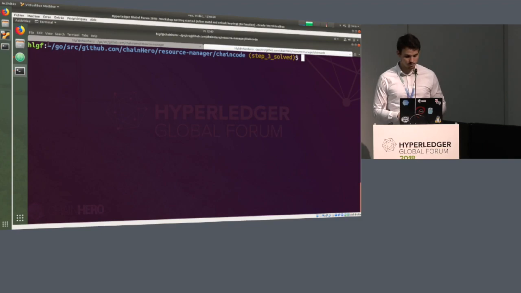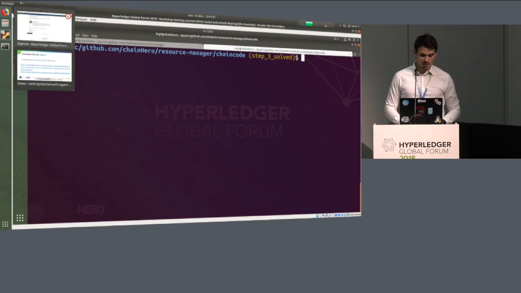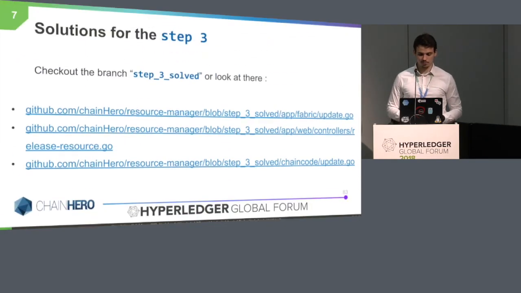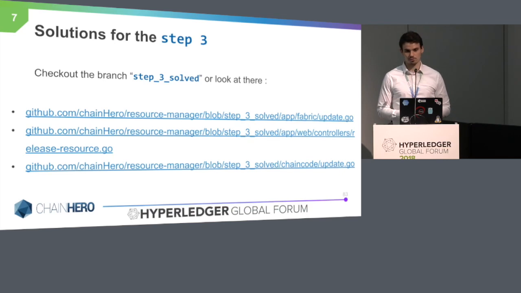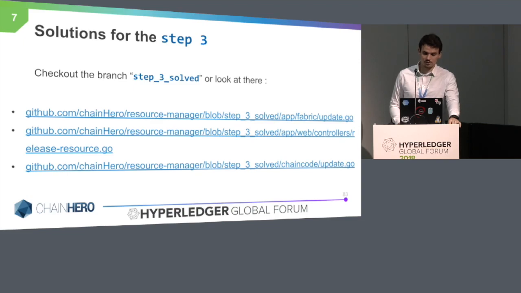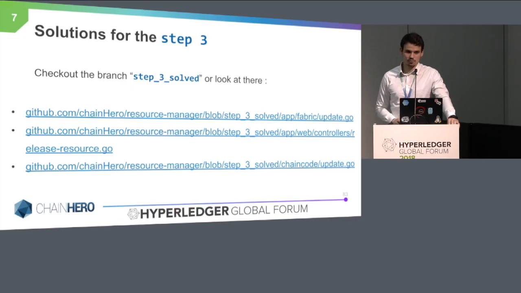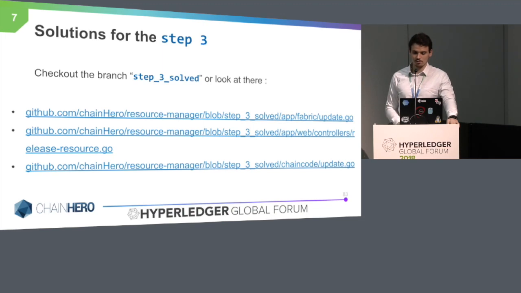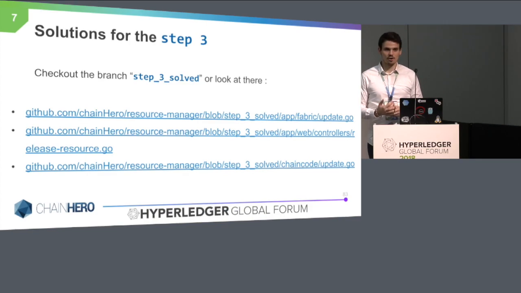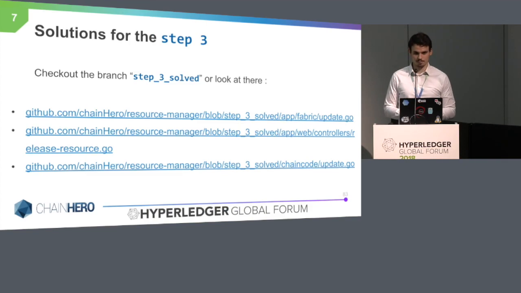The master branch has more features like delete resource. You can look for it if you want to see how to manage deleted resources. When a resource is deleted, the key value pair is removed from the ledger. So it's interesting to know how to get details of a deleted resource.